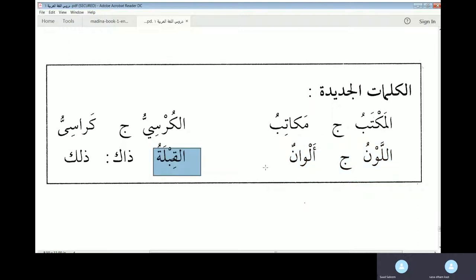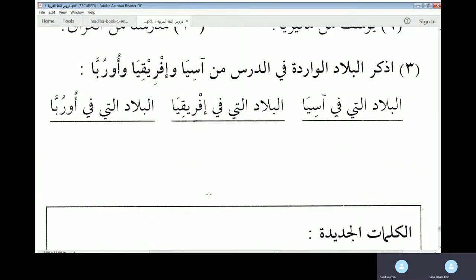No, it is not specific for skin. It can be the color of anything. But in the lesson, we have studied it for the skin. Asia, Africa and Europe. Kindly repeat. Your voice was not clear. Okay, no, I was just asking. Asia is Asia, and Uruba is Europe.